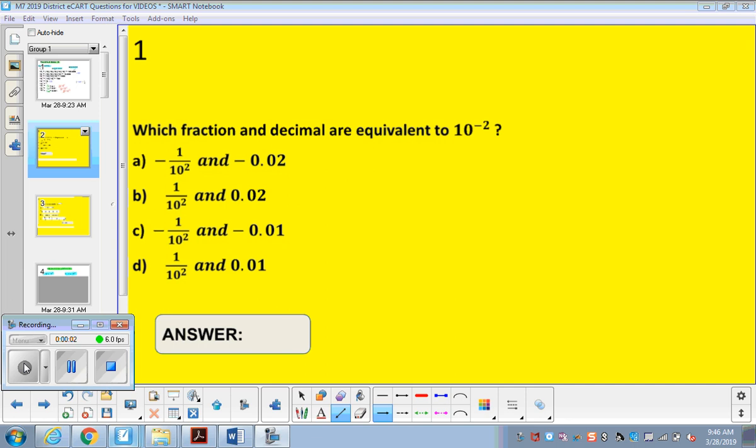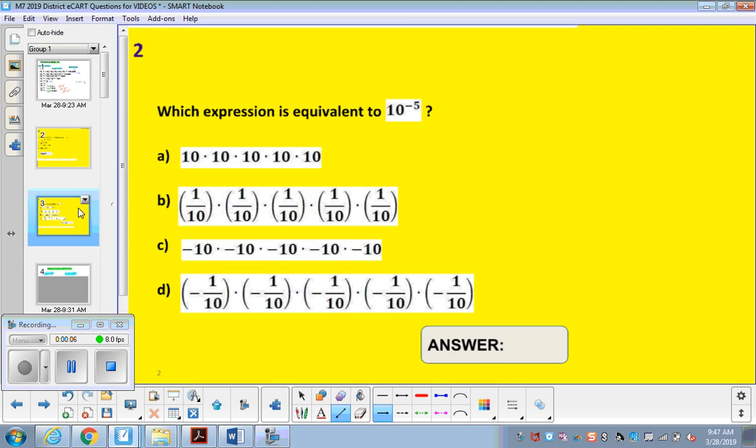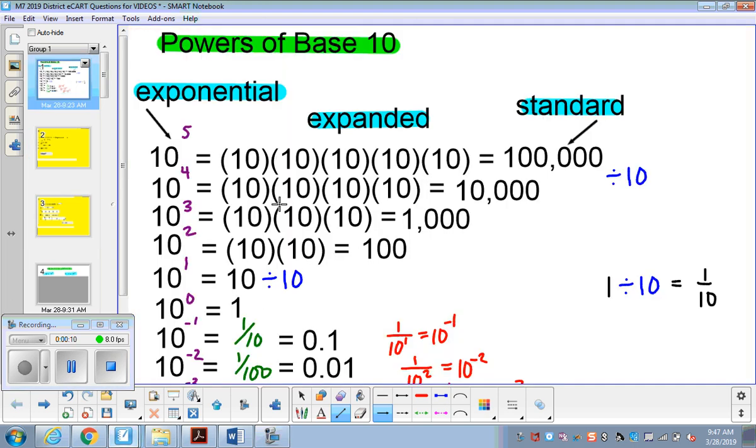All right, so we're going to review the powers of base 10 for questions 1 and 2 in the review slides. So this chart here should look familiar. I want to remind you guys that the first form you're looking at is called exponential. The middle, where it's multiplied out, is the expanded form, and the final answer is in standard form.